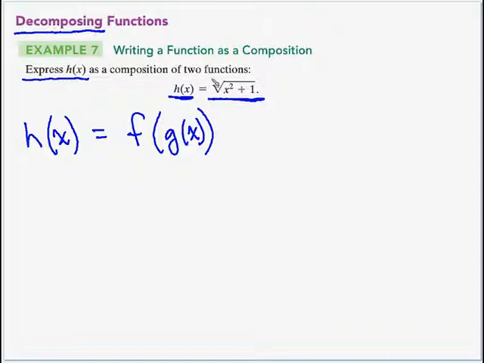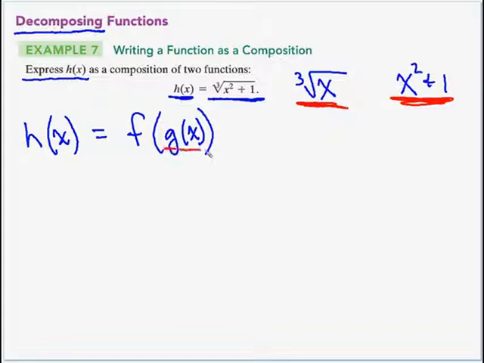We can see that we have a radical, so one of our two functions that we're going to break this into is probably going to be our third root function, the third root of something, let's just call it x. And then what is under that radical is our other function, x squared plus 1. So here are our two functions that we can break it up into. We just have to watch out what order we're putting them in.